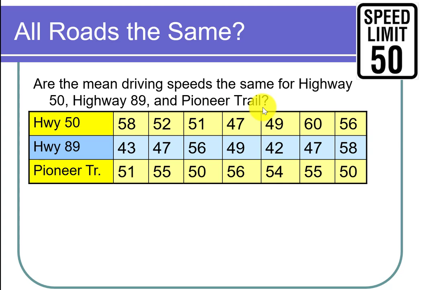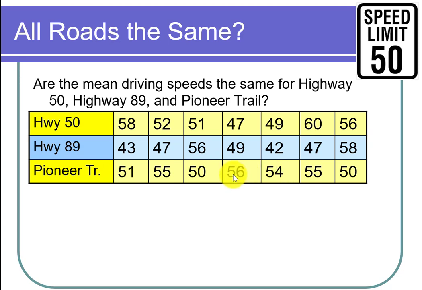So just to let you know, if I live in Tahoe, and those are kind of our three main fast roads that we've got, and we want to find out, do people drive the same speeds? So let's pretend that we did a survey, or maybe we clocked a bunch of cars, and this is what we got. On Highway 50, we see a bunch of speeds. Same thing with Highway 89. Same thing with Pioneer Trail.